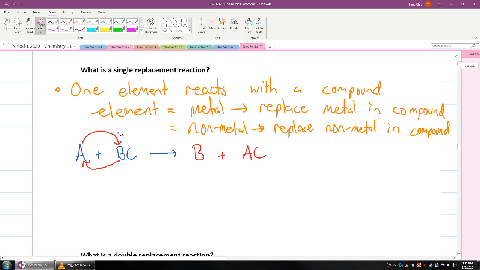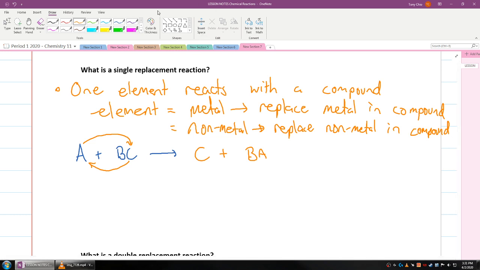What happens if A is a nonmetal? Well, if A is a nonmetal, then in this case, you're going to get A kicking out C while C comes out, and you're going to get C plus BA. So either of these cases could occur.